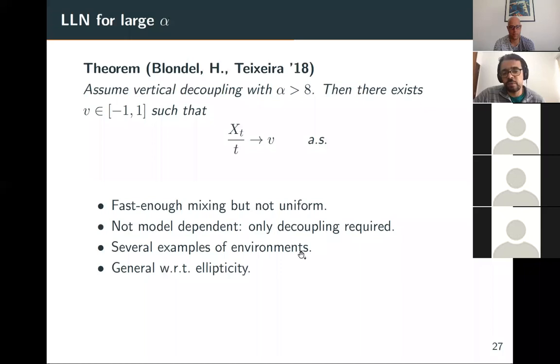And it applies to several examples of environments, as Augusto explained: the contact process, the Ising model, interacting particle systems with positive gap. Furthermore, it's general with respect to ellipticity. For those who have tried to work with random walks in random environments, the hypothesis of ellipticity, uniform ellipticity, is sometimes very important in order to control the environment as seen by the particle. But we don't use anything of this.